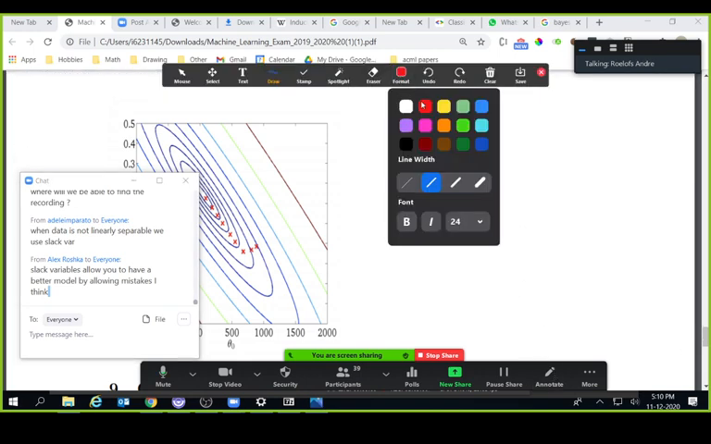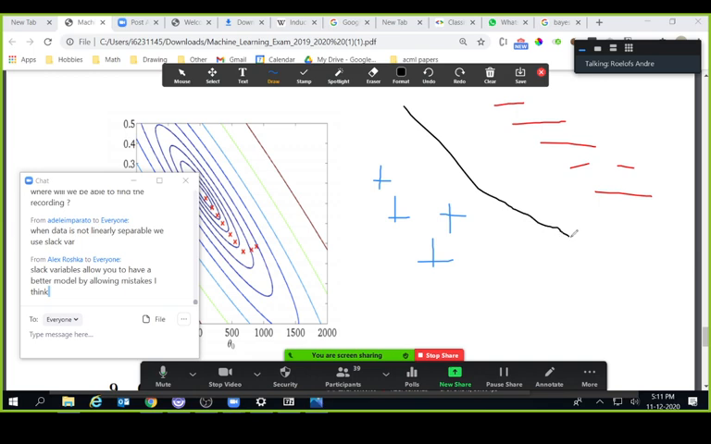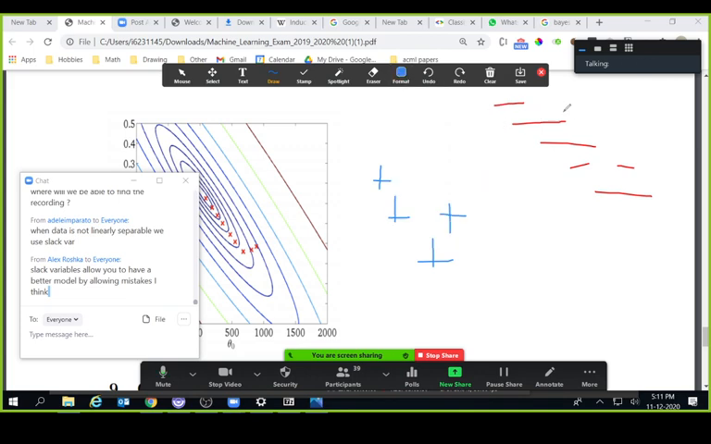So let's have fun with slack variables, because they're always fun. Let's say that we have positive examples here, and we have negative examples here. Well, that's perfect, right? We just draw a simple line through it, and then we are done. Oh, that's nice. Fortunately, the world is not as nice. What happens if by some mistake we got a minus here, and we got a plus here? Ah, that's a problem, right?